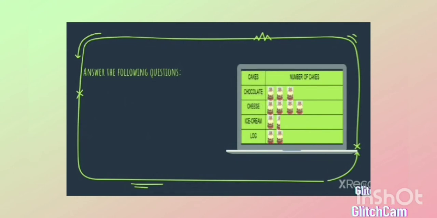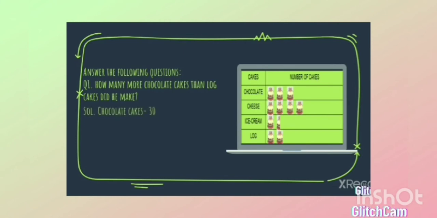Question number 1 is, how many more chocolate cakes than log cakes did he make? According to the pictograph, chocolate cakes are 30, log cakes are 20. To find out more number of chocolate cakes, we will subtract the total number of log cakes from the total number of chocolate cakes. After subtracting 20 from 30, we get 10 cakes as the answer.